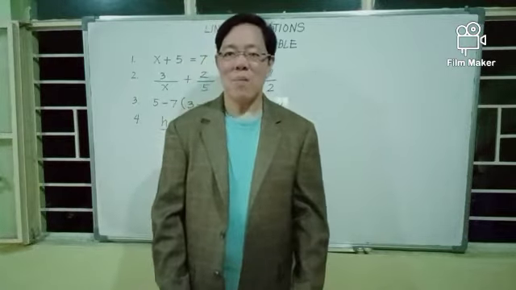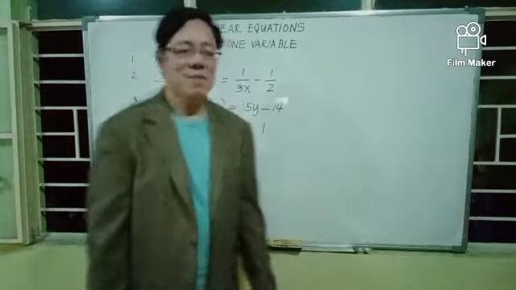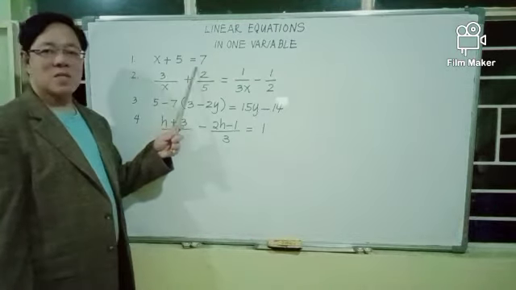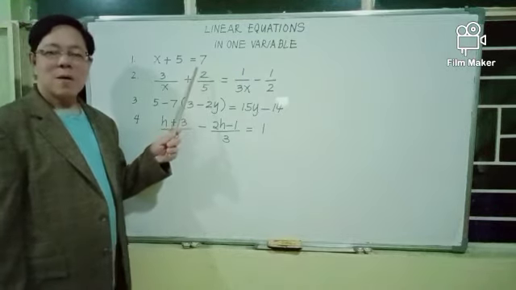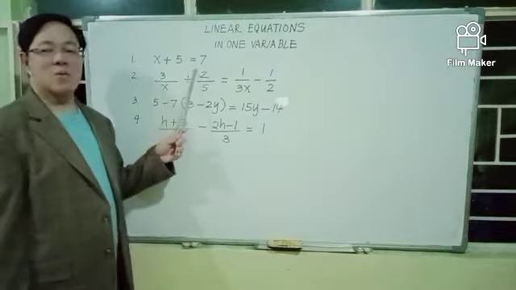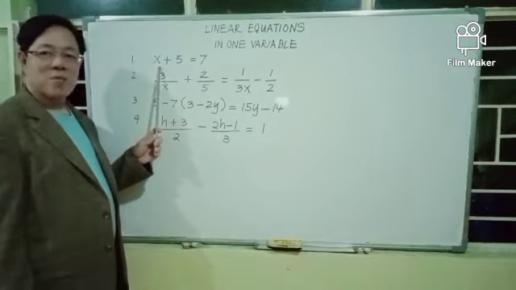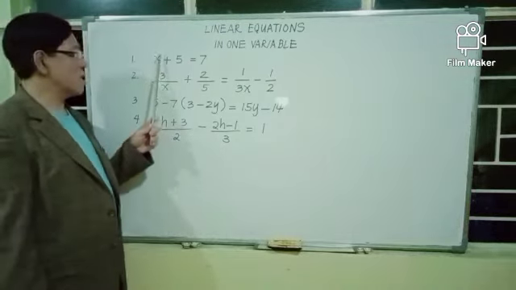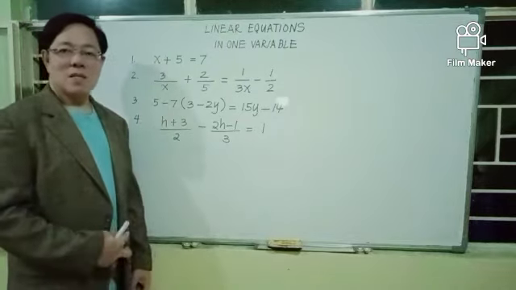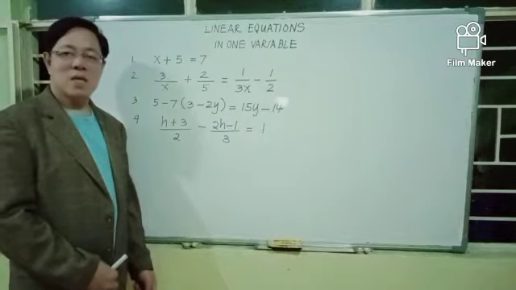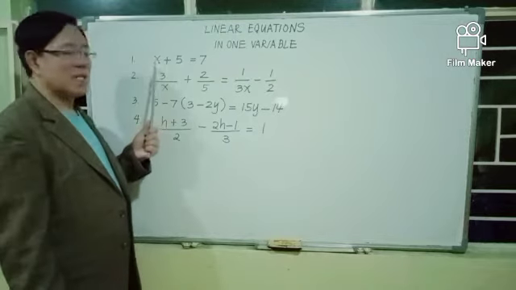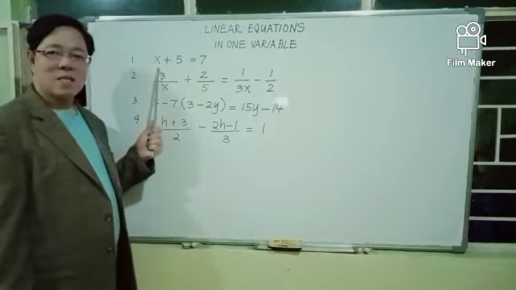Now we have some examples of linear equations in one variable. Number 1, x plus 5 equals 7. This is a linear equation in one variable because there is only one variable x that you can see in this linear equation. And the exponent of x is 1. But if the exponent is 1, it is a convention that we do not write the exponent 1 anymore. So instead of writing x to the power 1, we simply write x.